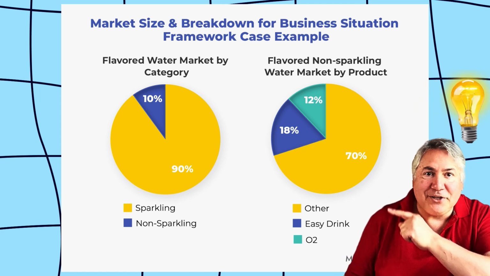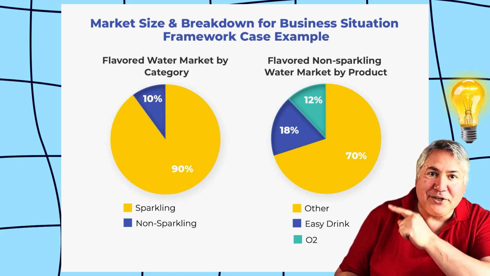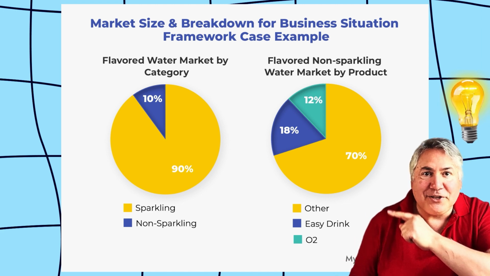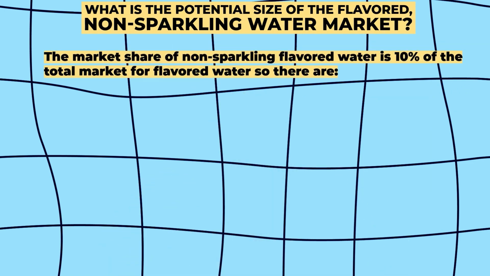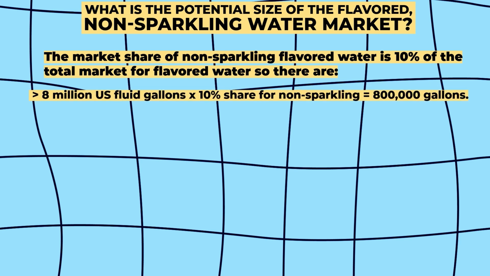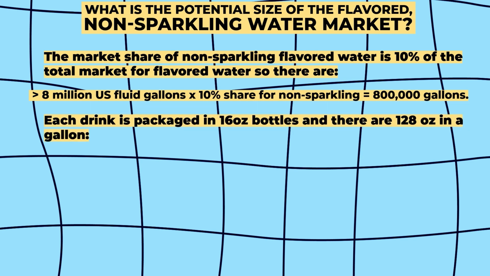Once you understand the current market situation, the next step is to estimate the potential opportunity for the client to determine if it's worth going after. Here's some more information. It's math time. The market share of non-sparkling flavored water is 10% of the total market for flavored waters, so there are 8 million US fluid gallons times 10% share for non-sparkling equals 800,000 gallons. Each drink is packaged in 16-ounce bottles, and there are 128 ounces in a gallon.